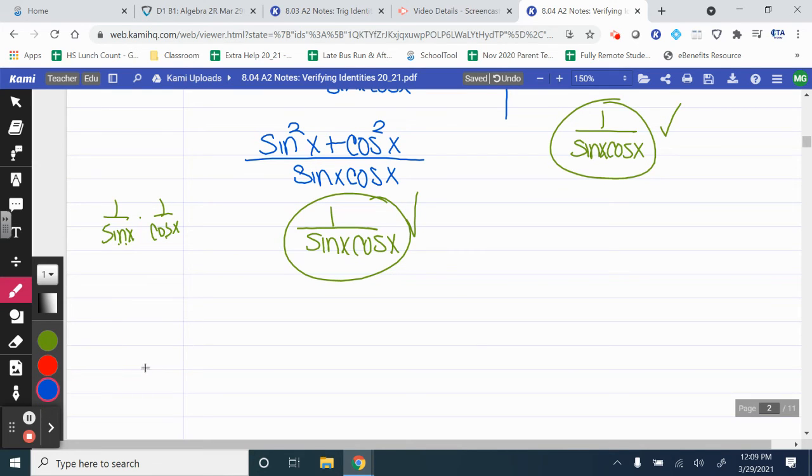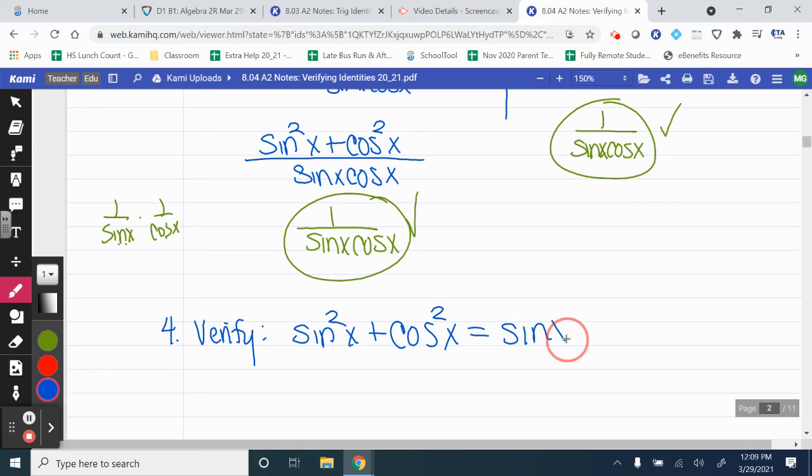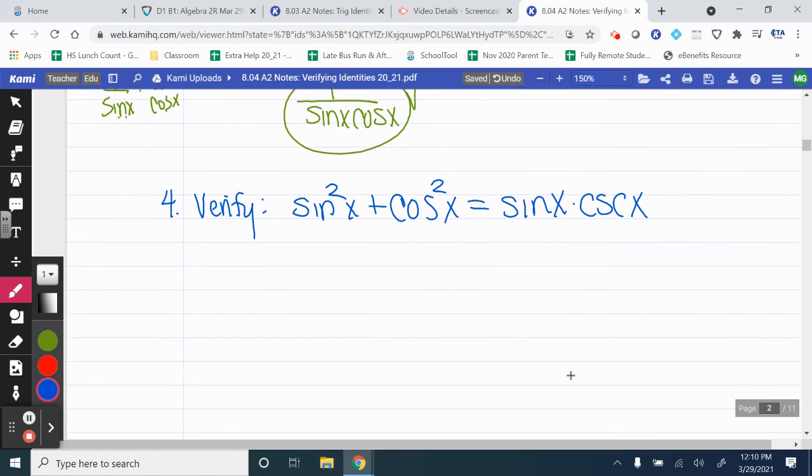All right, and number 4. Verify again: sine squared x plus cosine squared x equals sine x times cosecant x. Pause your video. I want you guys to do this one on your own. So try to get the left-hand side equal to the right-hand side. This one should be a little bit shorter.